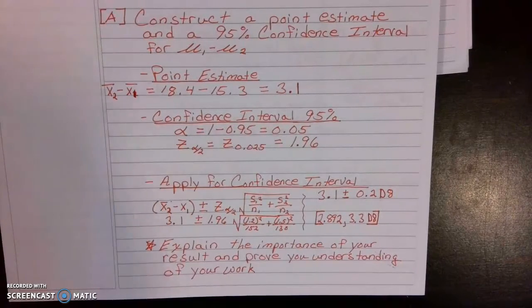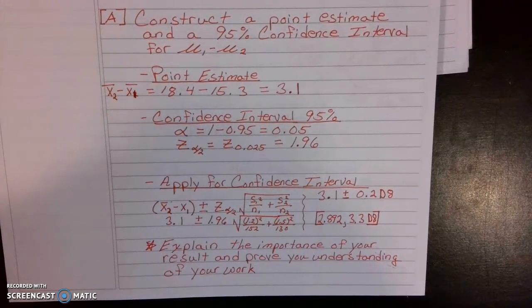Now that I have that value, I can plug it into the formula that we just covered in our last slide presentation, all right? So we're going to apply this for the confidence interval, and we have that 3.1, which is our point estimate. We have that 1.96, which we got from the z table. Now we're just plugging in what we know for the formula. So the standard deviation from sample 1 divided by the sample size, square that standard deviation. Don't forget to do that, all right? Square the standard deviation for sample 2 divided by that sample size, okay? And when we do that, we get a confidence interval of 3.1 plus or minus 0.208, or from 2.892 to 3.308.